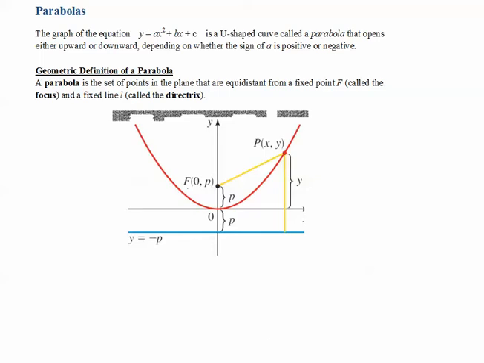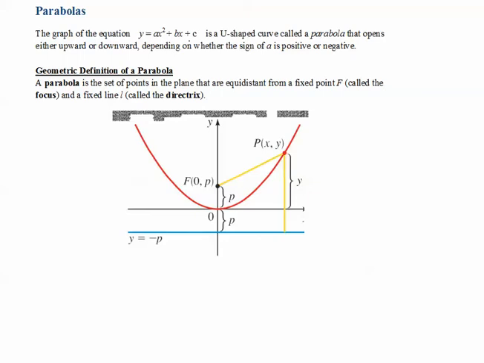The graph of the equation y = ax squared plus bx plus c is a U-shaped curve called a parabola that opens either upward or downward, depending on whether the sign of a is positive or negative. This is what we've seen before. In this lesson, we study parabolas from a geometric rather than an algebraic point of view. This is an algebraic point of view.